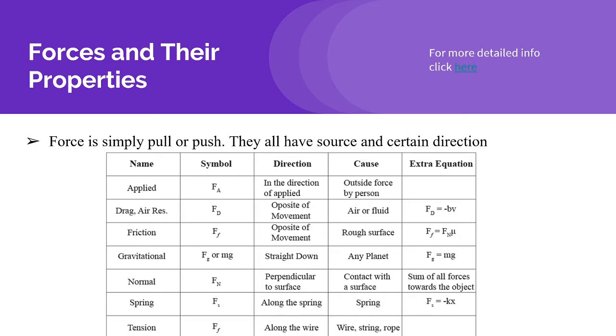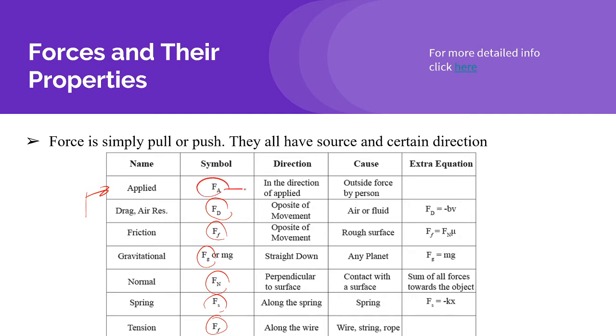The first one, or not in order but by name: applied force, drag force, friction force, gravitational force, normal force, spring force, and tension force. So these are basically the names, and they all have certain directions. To be able to tell what forces we have in the system, this table seems simple, but it is basically at the core of dynamics. Knowing what forces we have in the system, figuring out their directions, and knowing the equations for those certain forces.